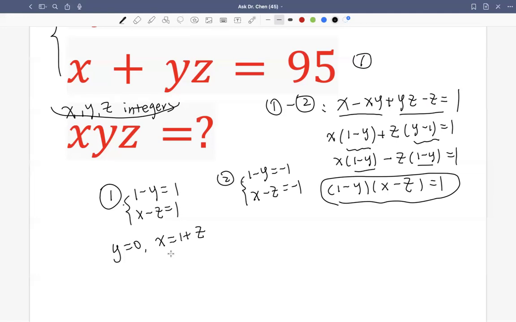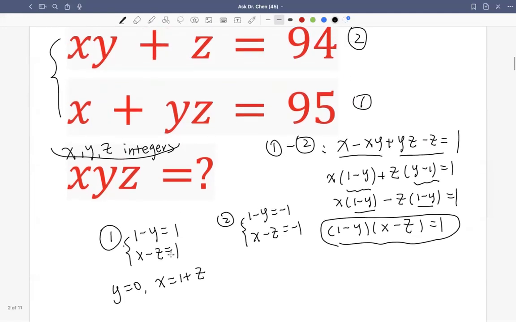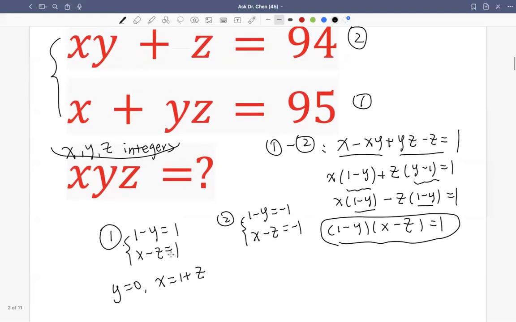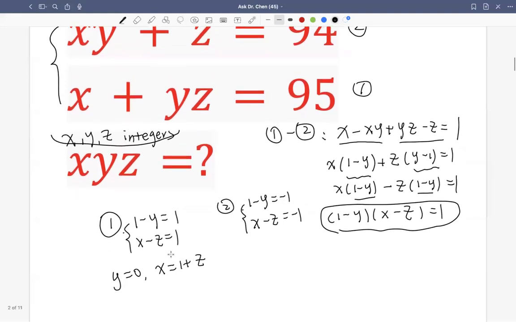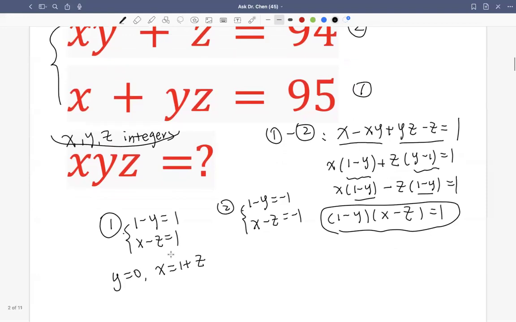Now let's substitute back into the equations. We can use either one of them, so let's use the second one. The second one is saying if y is 0, this term y times z is 0. Then x equals 1 plus z.